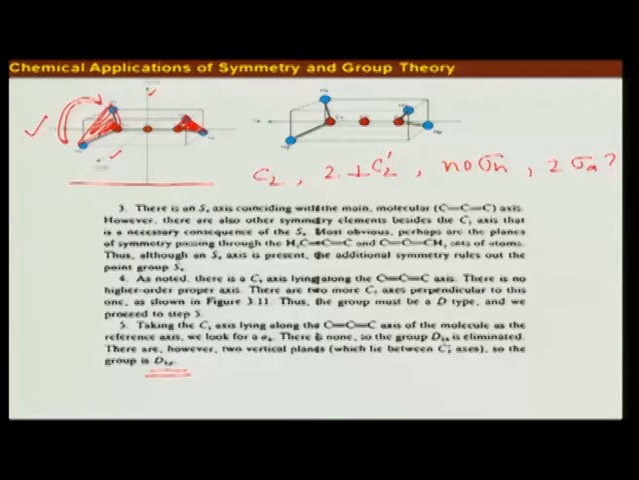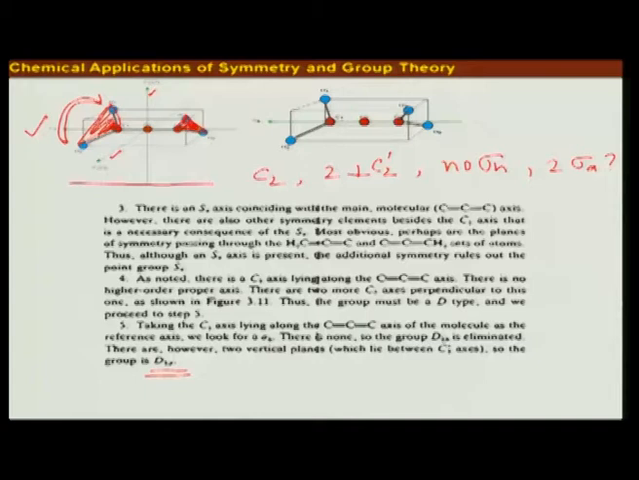Now one more thing you see here is how the way you draw this structure helps you in finding out the symmetry operations. In this particular structure, this is behaving exactly like the structure of methane.